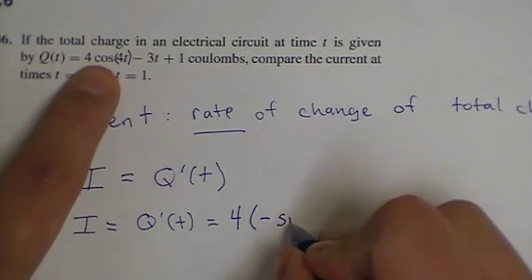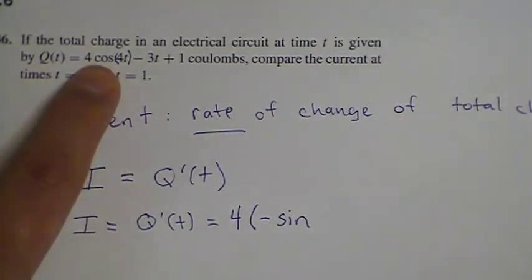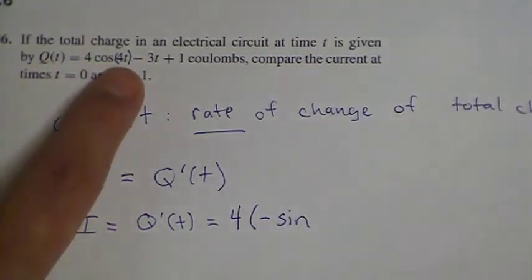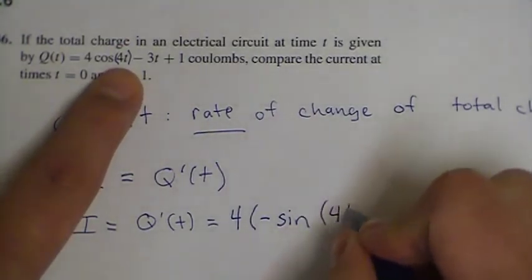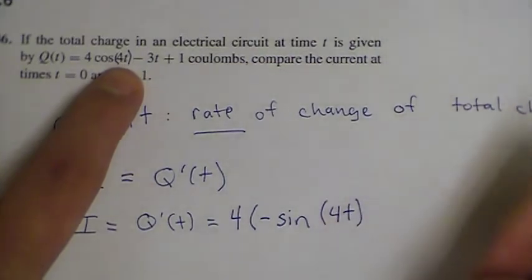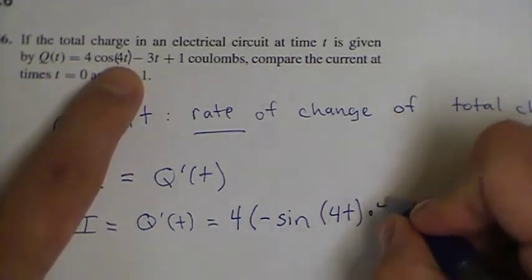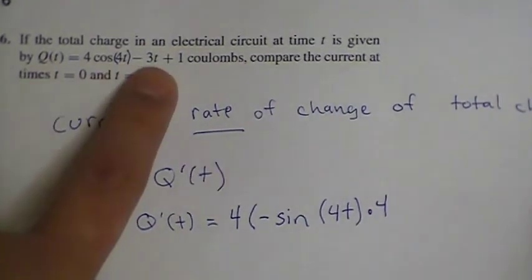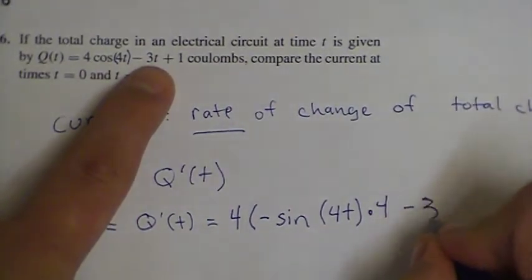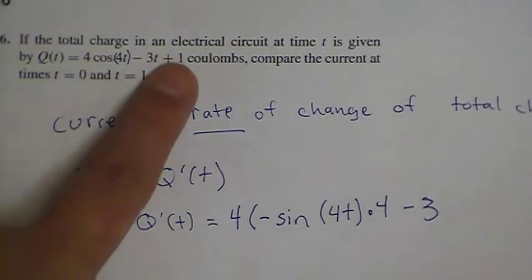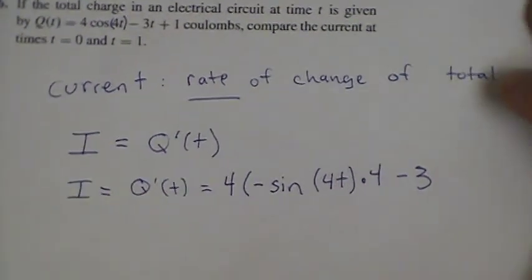The derivative of cosine is negative sine. I need to leave the inner function inside of this though, so I'm going to have negative sine of 4t. And then to finish the chain rule, I need to multiply by the derivative of the inner function, so I'm going to multiply by 4. The derivative of minus 3t is minus 3, and then the derivative of plus 1 is 0. So this would be our derivative.